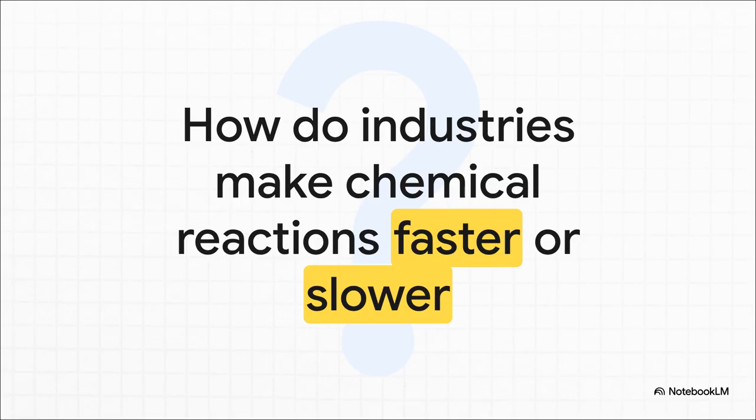Picture this. You're in charge of some huge chemical factory. You need to make your product, and you want to do it fast, for efficiency. But maybe not so fast that things get dangerous or crazy expensive. So how do you get it just right? How do you actually control the speed? That's the big puzzle we're going to solve.